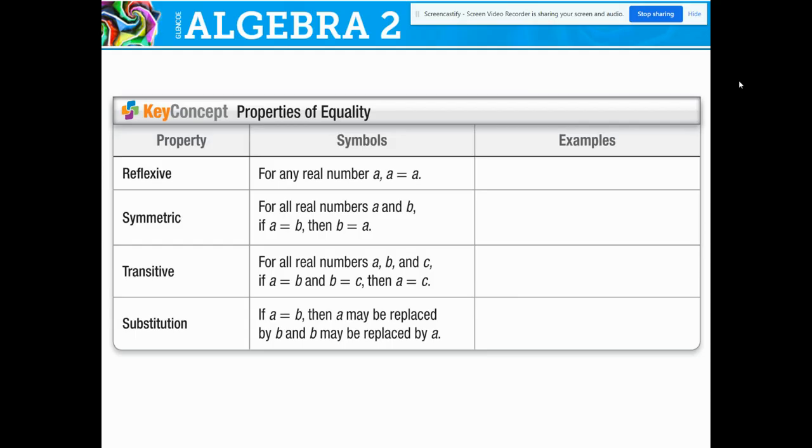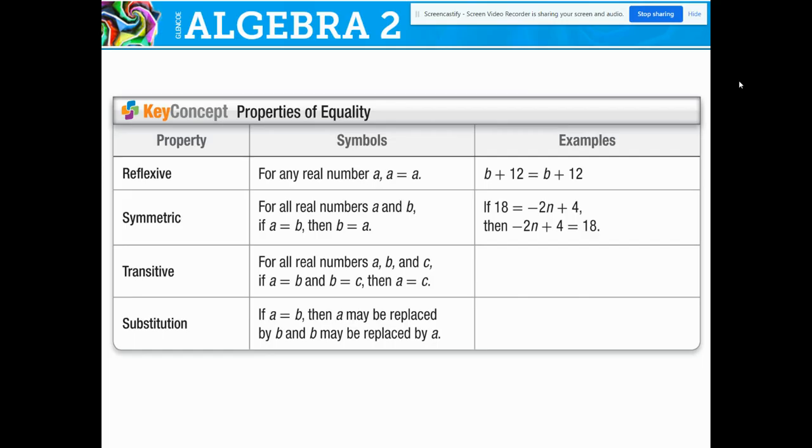Reflexive property. These are properties of equality. For any real value A, A equals A. Here's an example. B plus 12 equals B plus 12. Symmetric property. For all real numbers A and B, if A equals B, then B equals A. Here's an example. If 18 equals negative 2n plus 4, then negative 2n plus 4 equals 18.